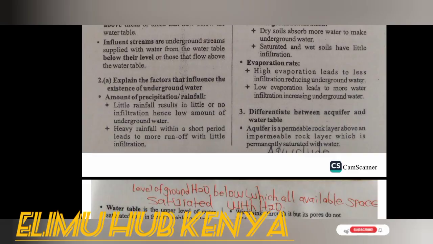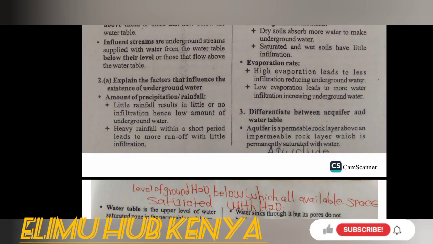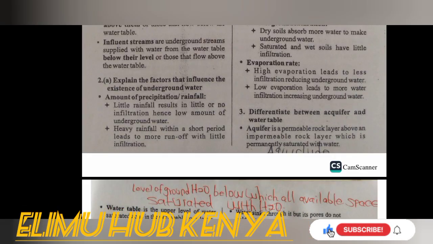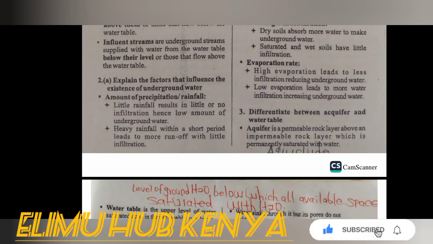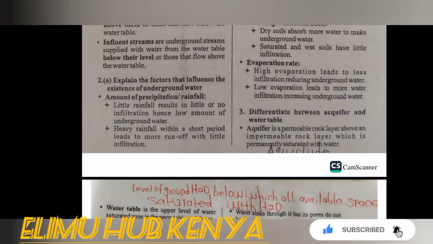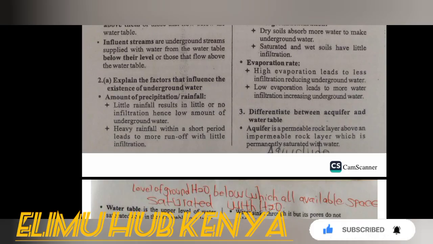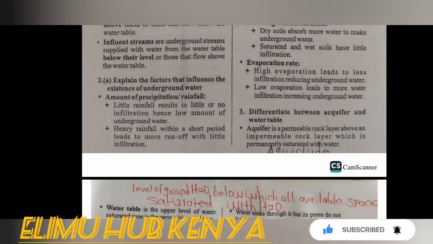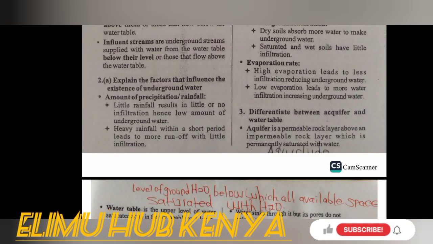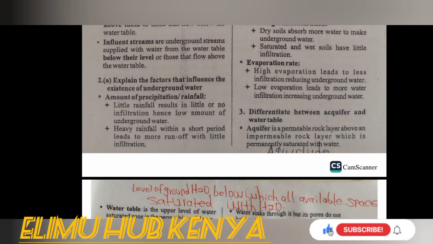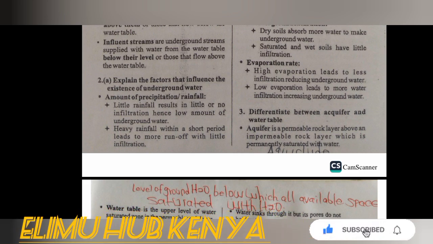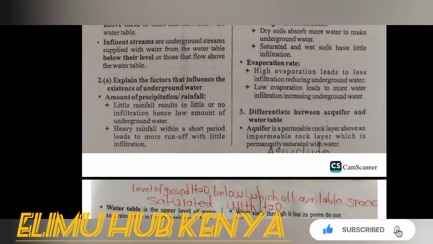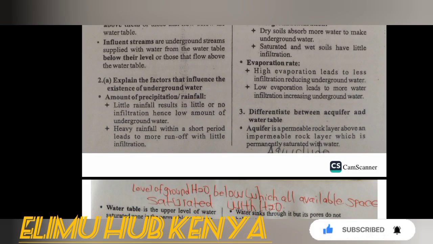Now, at this point, I want us to differentiate between two terms which are very critical in our next area of discussion, and this one is the difference between aquifer and a water table. And as we mentioned, an aquifer is a permeable rock layer above an impermeable rock layer, which is permanently saturated with water.